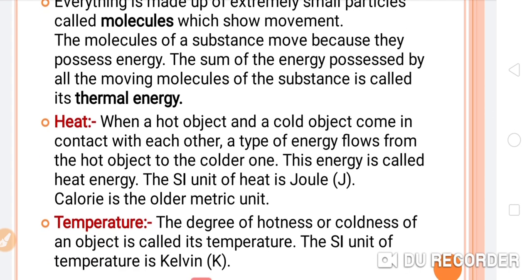Now next, heat. What is heat? When a hot object and a cold object come in contact with each other, a type of energy flows from the hot object to the colder object. This energy is called heat energy, and the SI unit of heat is the joule, and the calorie is the older metric unit to measure heat.